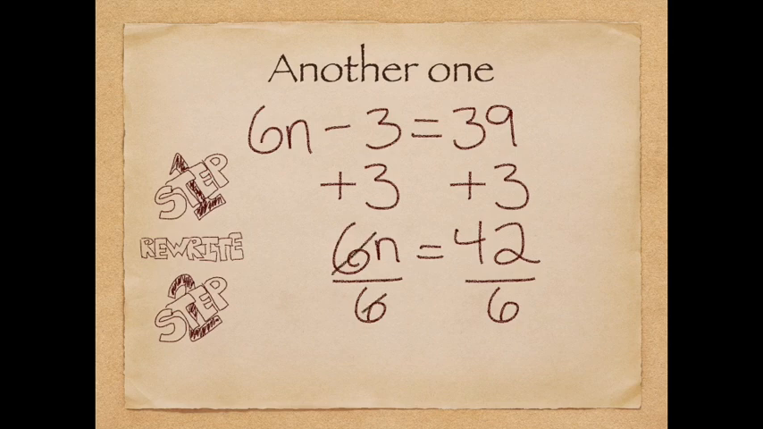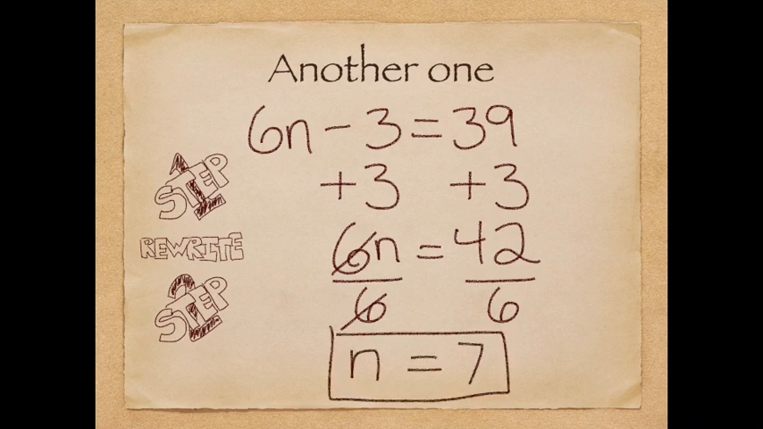42 divided by 6. Well, what do you know? That is 7. So n equals 7. And we can check. 6 times 7, that's 42. Take away 3, that's 39.